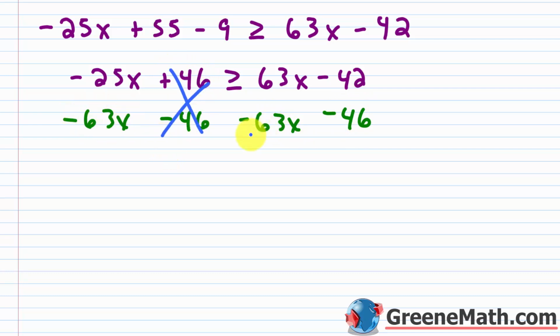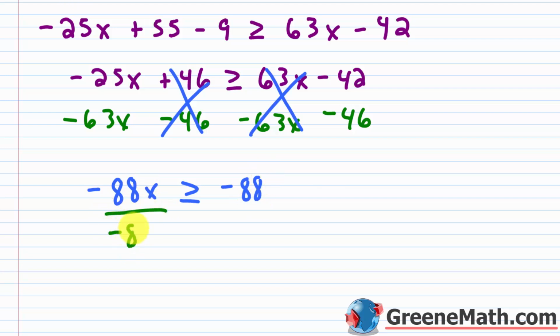So this is going to cancel, and this is going to cancel. Negative 25x minus 63x is negative 88x. This is greater than or equal to negative 42 minus 46 is negative 88. Okay. So to get x by itself, we divide both sides of the inequality by negative 88.